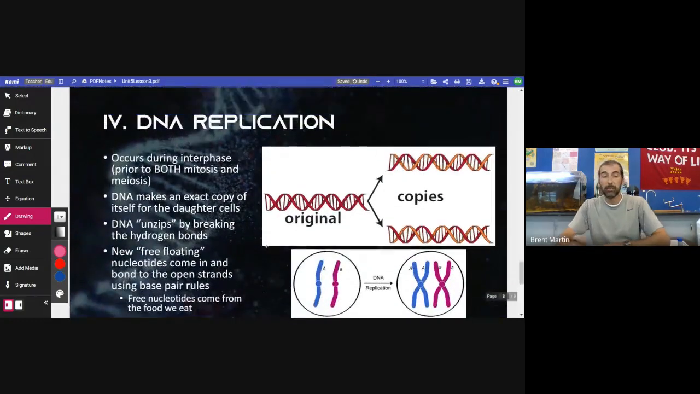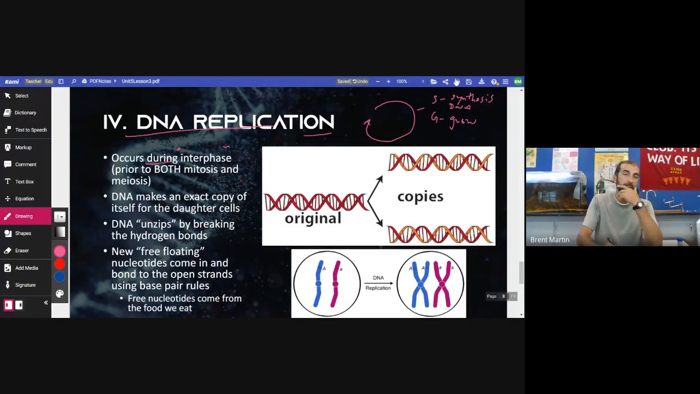Now, for DNA replication, this is the final part of this section. DNA replication is important, right? And it occurs during interphase, both prior to mitosis and meiosis. Now, hopefully y'all remember part of the cell cycle. The longest part of the cell cycle is interphase. And there's an S phase and a G phase that's occurring during interphase. S stands for synthesis, which means to create or make new DNA. And then G stands for growth. So that's when the cell is growing, and that's when the cell's creating new DNA.